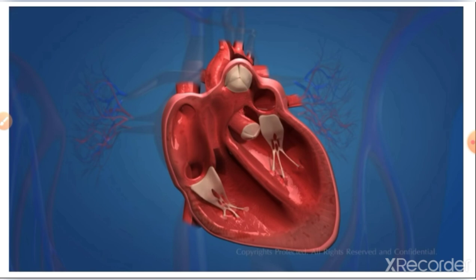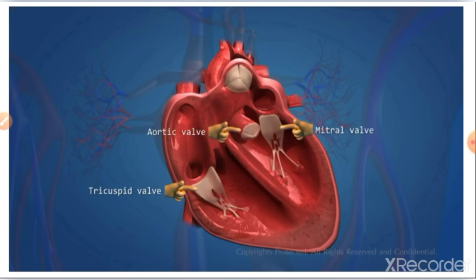These valves are the tricuspid valve, the mitral valve, also known as the bicuspid valve, the aortic valve, also known as the semilunar valve, and the pulmonic valve, also known as the semilunar valve. These valves are one-way valves and prevent the backflow of blood.